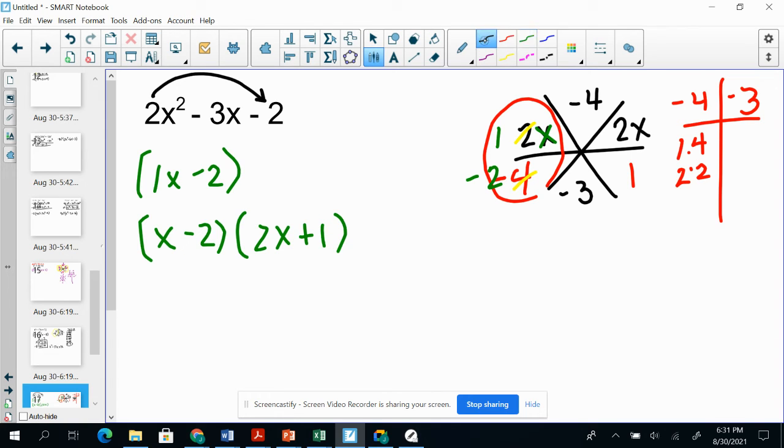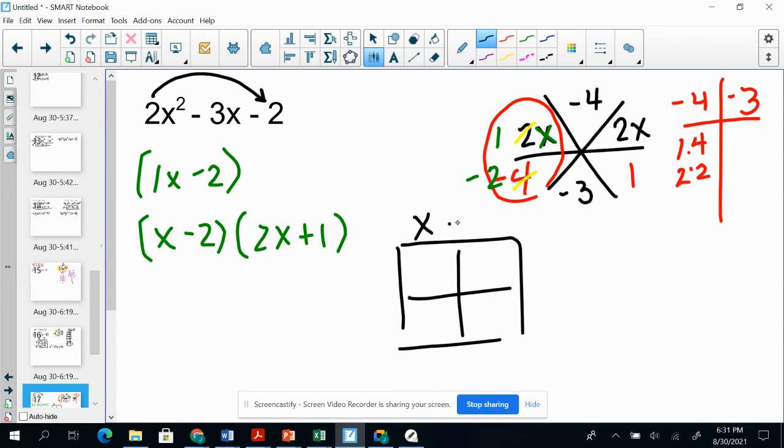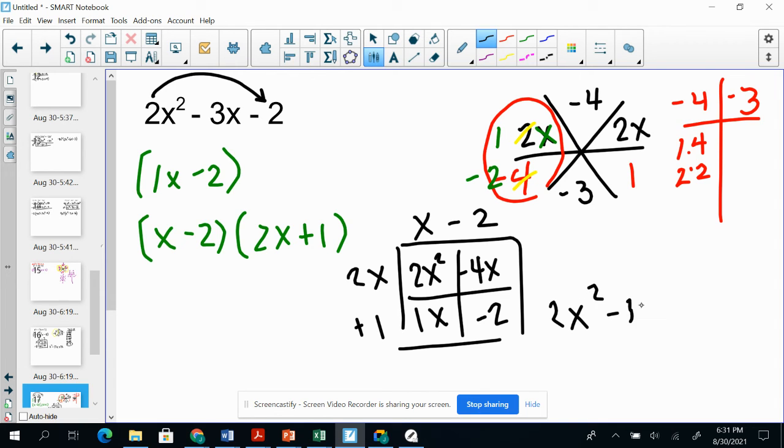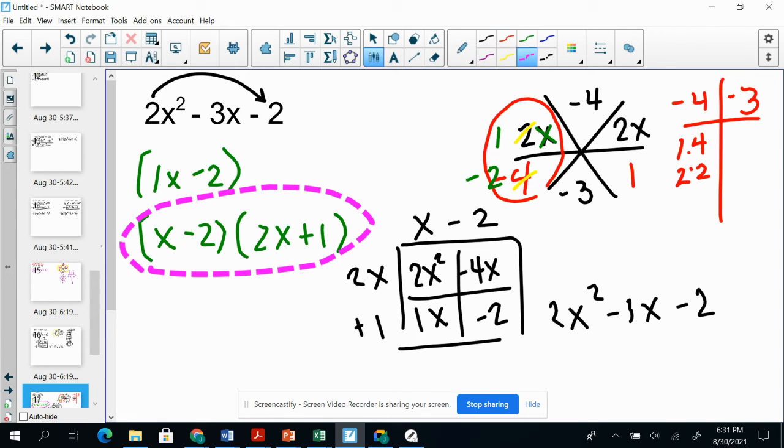Now, don't take my word for it. We can box it together and we can check it, or FOIL if that's your choice. So x minus 2, 2x plus 1. 2x times x is 2x squared, negative 4x. If I work 2x times negative 2, x times 1 is 1x. Negative 2 times 1 is negative 2. Combine my like terms, I end up with 2x squared minus 3x minus 2, which is what we came from, or the problem that was given for us to factor. So we found our factors, and our factors are x minus 2 and 2x plus 1.